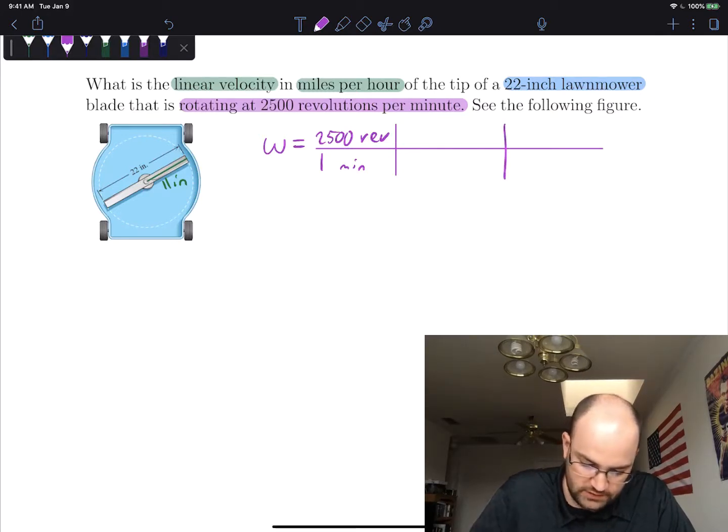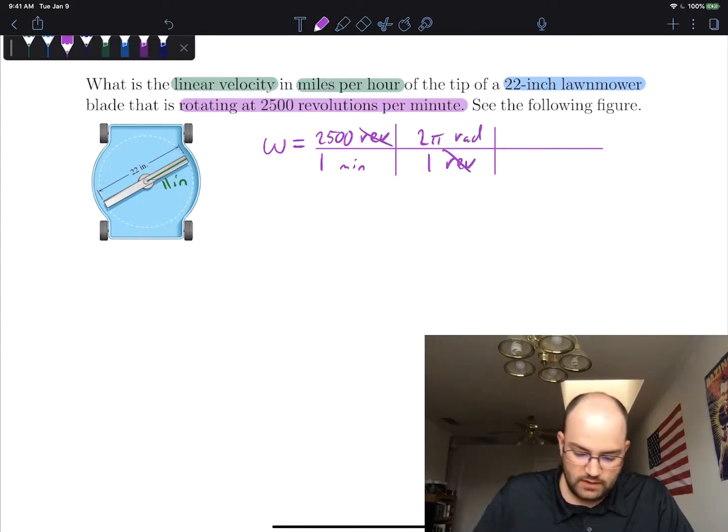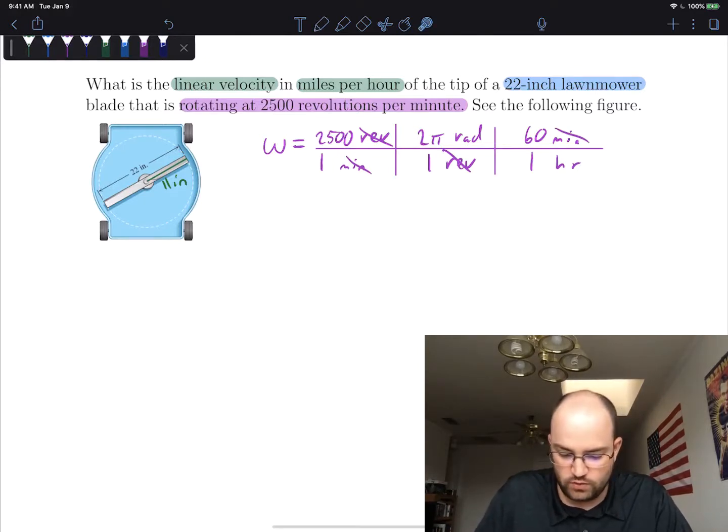So we actually need 2 different conversions here. Let's make it a little bit cleaner. There we go. So for every 1 revolution, there are 2 pi radians. Also for the minutes, for every 60 minutes, we have 1 hour. So the minutes go away. And again, notice this 1, 1, and 1 just multiply straight across, means that they're all gone.